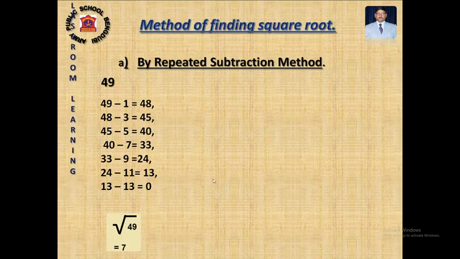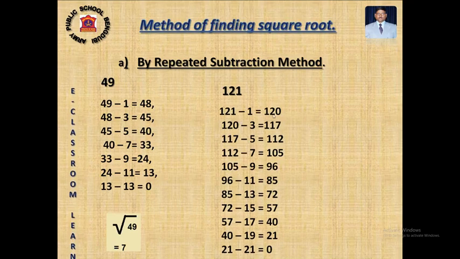Let's take another example. Suppose you would like to find the square root of 121 by the repeated subtraction method. Okay, then start the same way. 121 minus 1 is 120. 120 minus 3 is 117. 117 minus 5 is 112. 112 minus 7 is 105. 105 minus 9 is 96. 96 minus 11 is 85. 85 minus 13 is 72. 72 minus 15 is 57. 57 minus 17 is 40. 40 minus 19 is 21. And finally 21 minus 21 is 0.